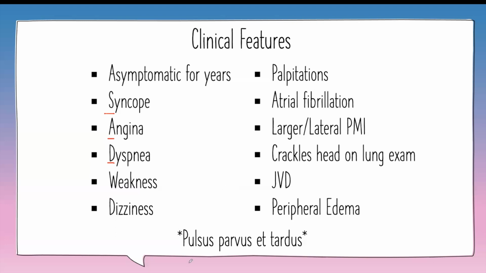Another important thing to know, which is super high yield, is pulsus parvus et tardus. This is one of the symptoms that can happen with aortic stenosis, especially in severe aortic stenosis. Basically, this is weak pulses with delayed peak.